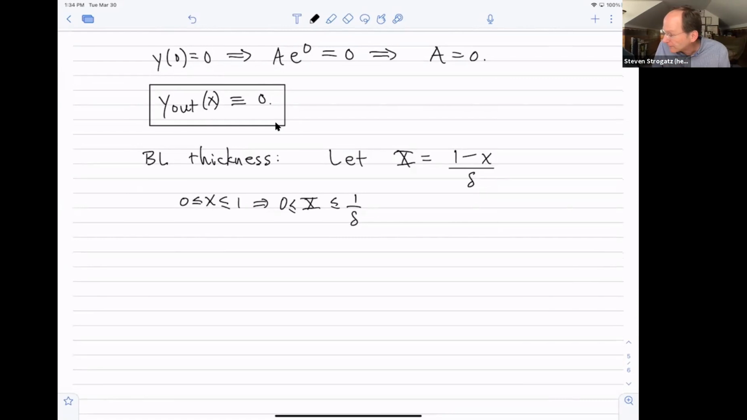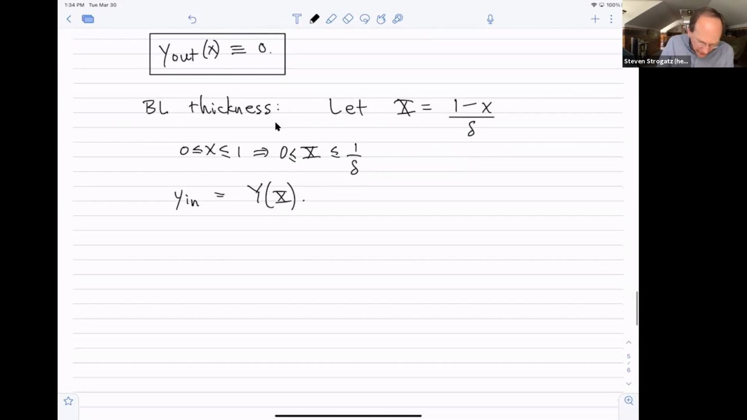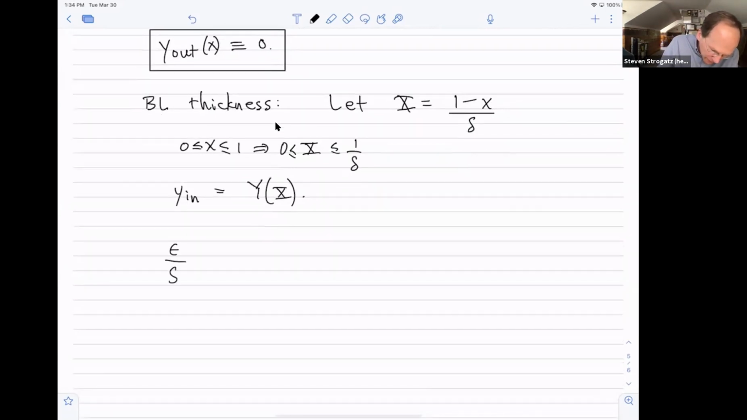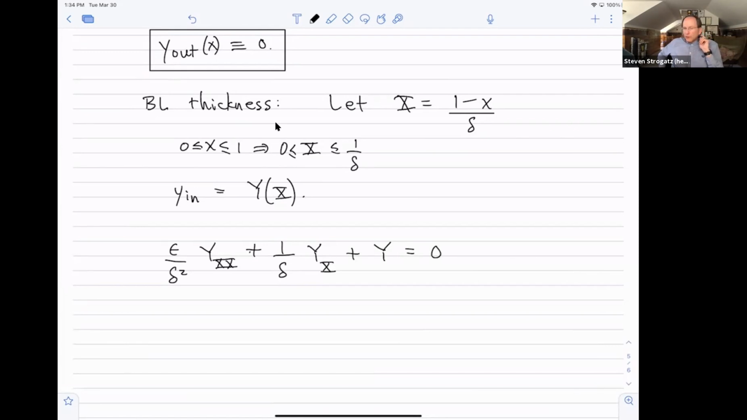All right, but anyway, let's calculate the little delta. Do the same thing as before. We assume y inner is big Y of this big X. The same kinds of calculations will lead us to something that now looks like epsilon over delta squared, big Y sub XX, plus 1 over delta, Y sub X, plus Y equals 0, which might remind you of the equation we had earlier, but it's a little bit different. See if we can see why.